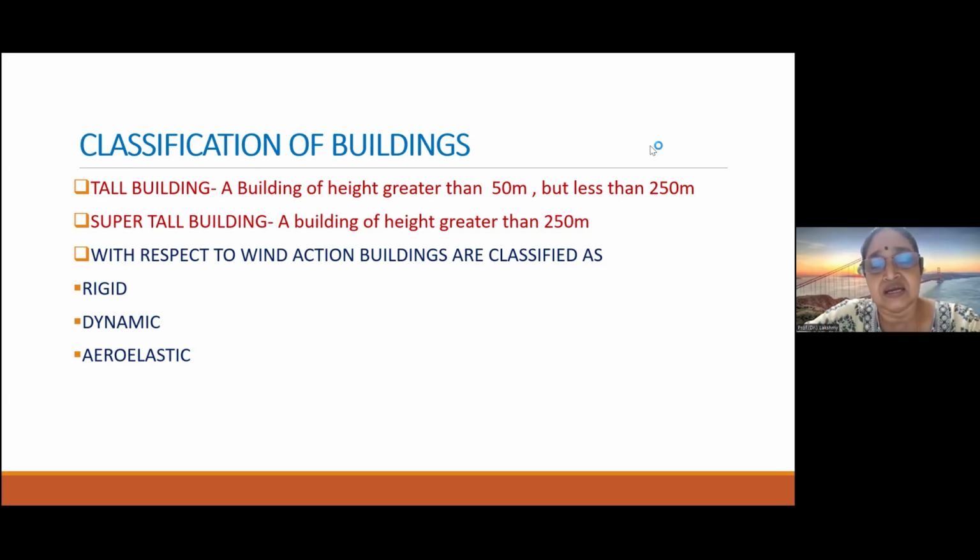Then when we consider the wind action on these buildings, we classify them as rigid, dynamic, or aeroelastic. The rigid one means only the static effect of wind, the pressures acting on the various elements, can be considered. But in the dynamic case, we will be considering the along wind buffeting forces on the structure. The third category is that there is a fluid structure interaction or wind structure interaction taking place, and because of that there are dynamic oscillations which need to be considered for the design.